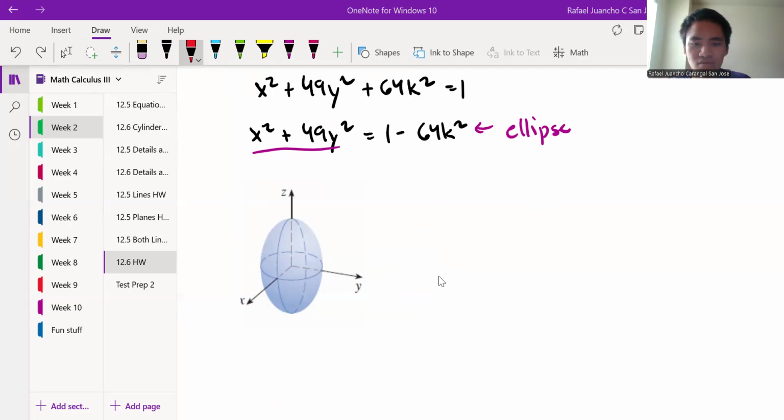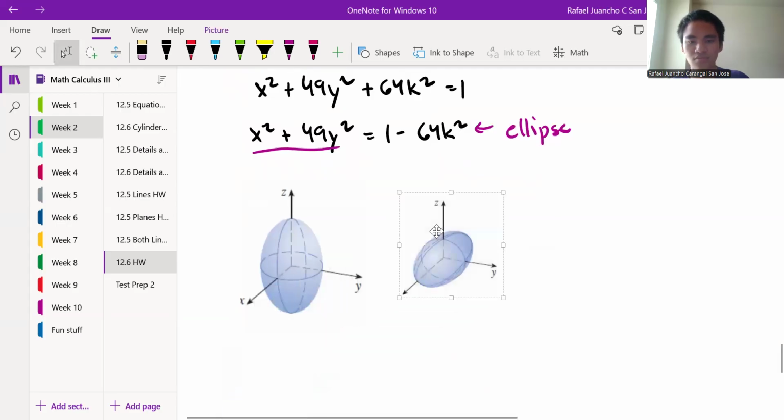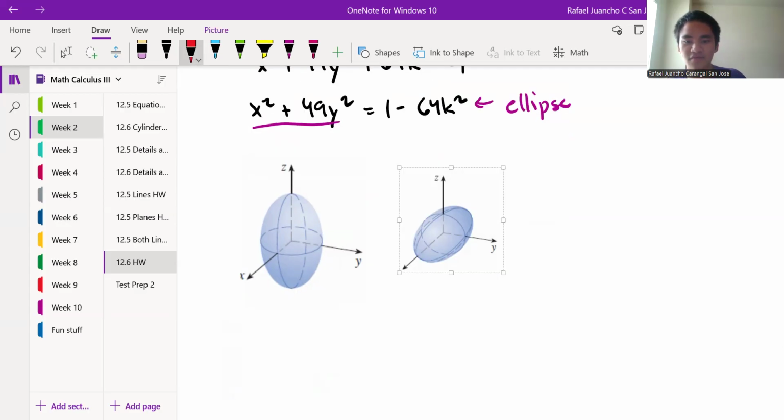Or it could be this one. So again, from the XY plane, this definitely looks like some ellipse. From the XZ plane, this looks like an ellipse. And from the YZ plane, this looks like an ellipse. I'm just going to keep getting smaller and smaller. So which one is it?